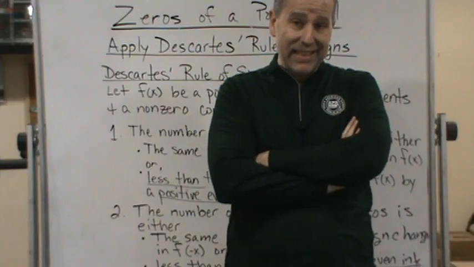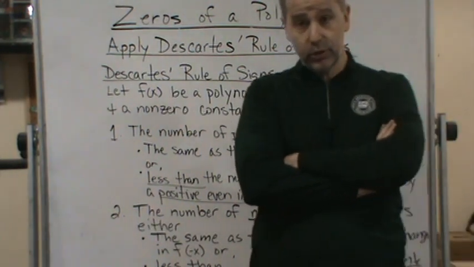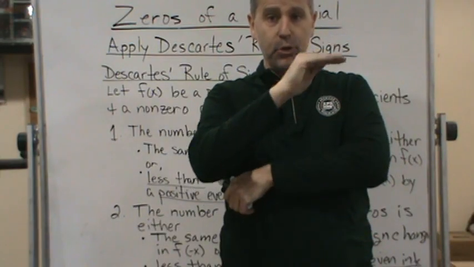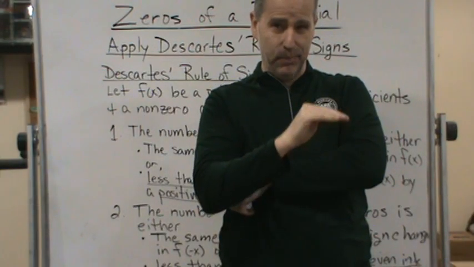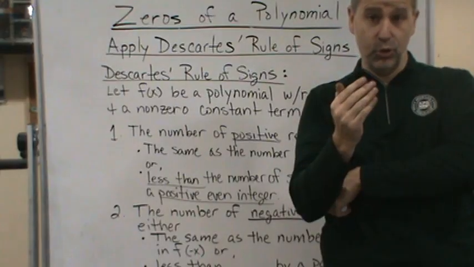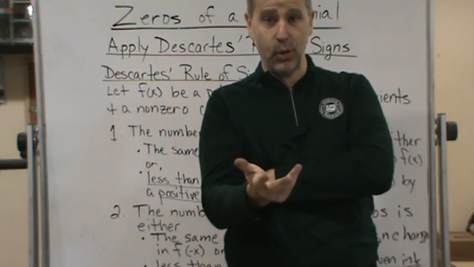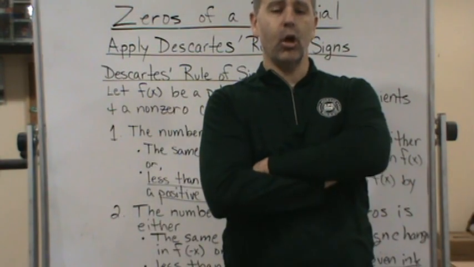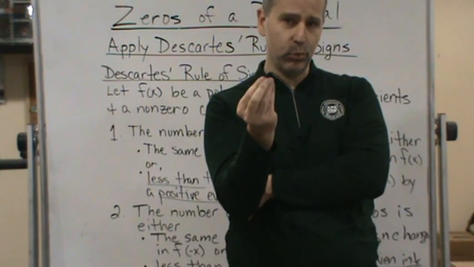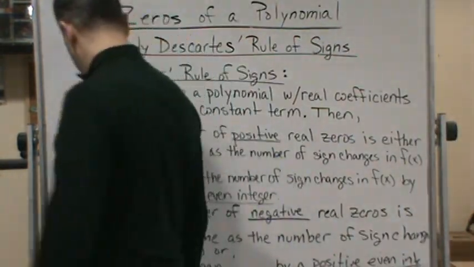So what that tells me is that there are either 3 positive real roots or 1 positive real root, because I'm going to reduce it by a positive even integer. So that's 2, 4. Basically I'm going to keep subtracting 2 until I get to something that I can't subtract, or 0. So in this case, I had 3 sign changes, which means I will have either 3 real roots or 1 real root. That's it.